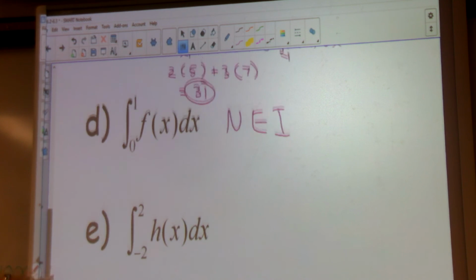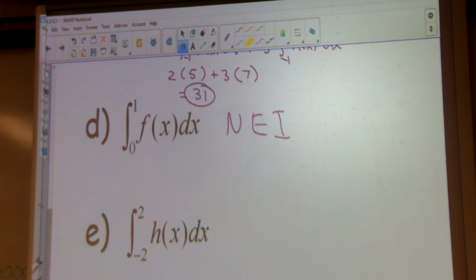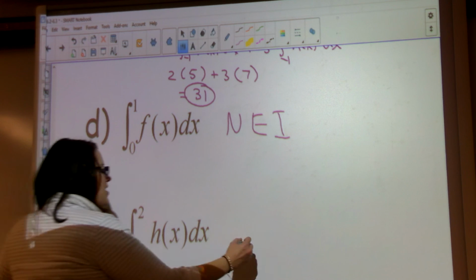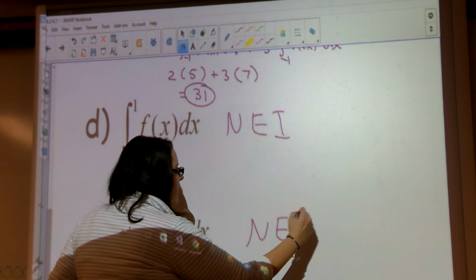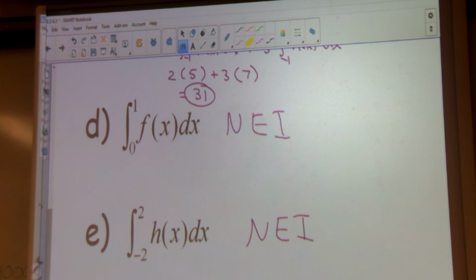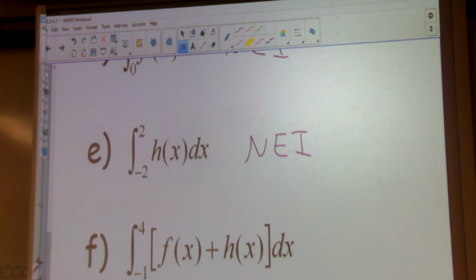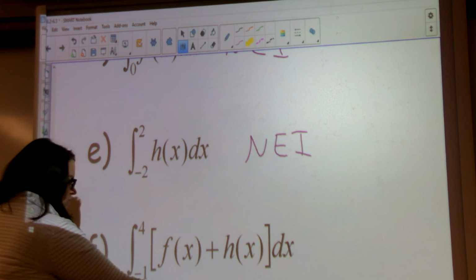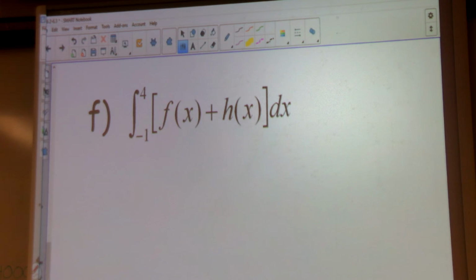Negative 2 to 2 of h of x. NEI. Yeah. You have no idea what's going on with h of x beyond negative 1 and 1. You cannot double it, which is what some people do. You do not know what's going on past that. NEI.